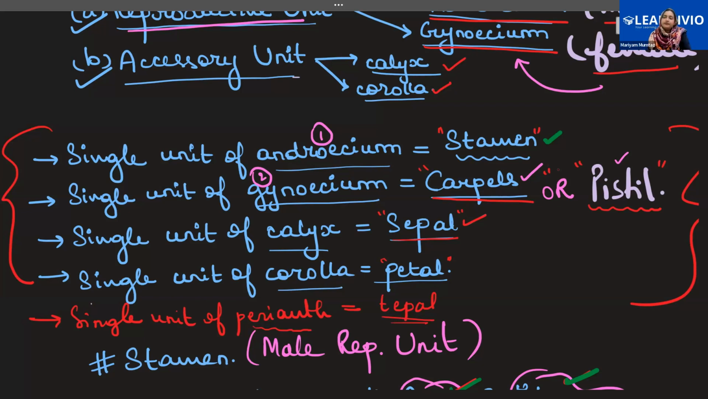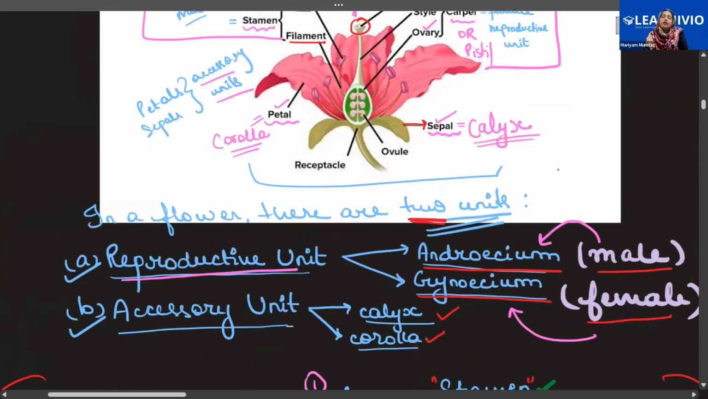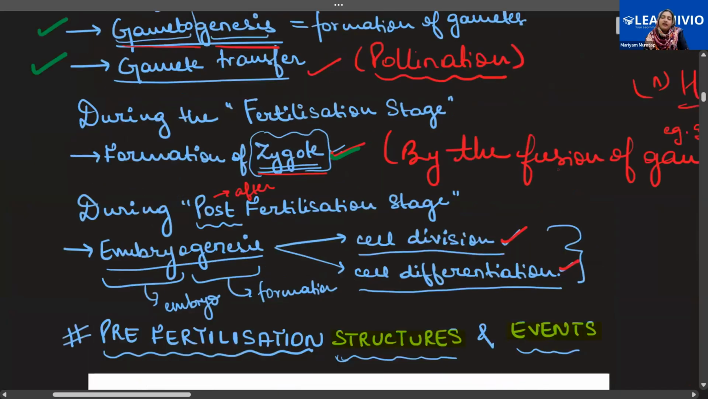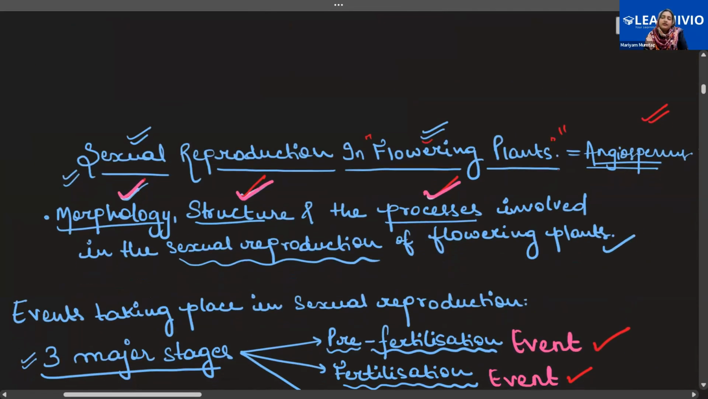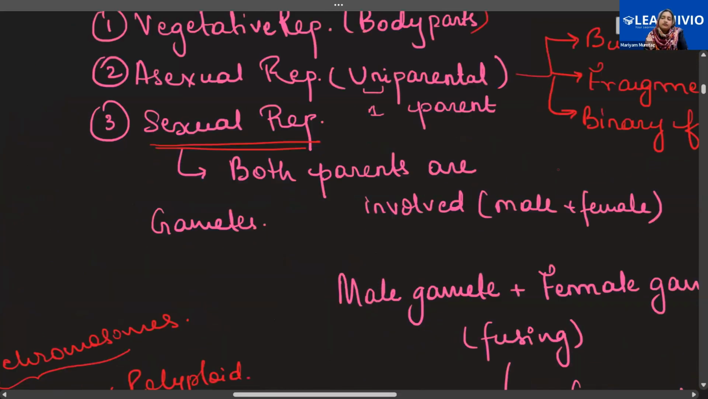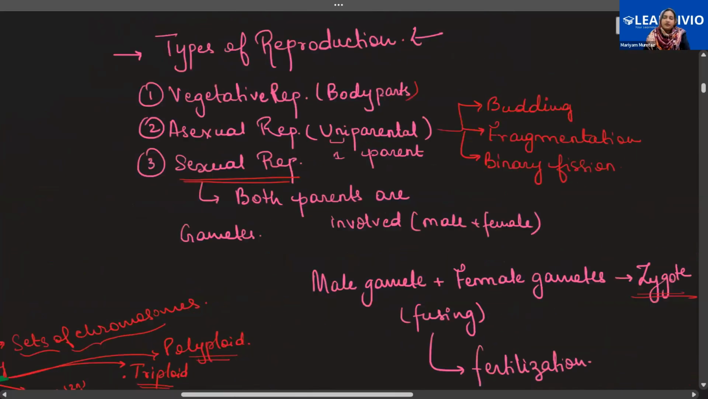Clear? Yes, ma'am. Any doubts up until now? No, ma'am. Okay. Now you can put the heading sexual reproduction in flowering plants and then you can start writing down. First you write the types of reproduction.